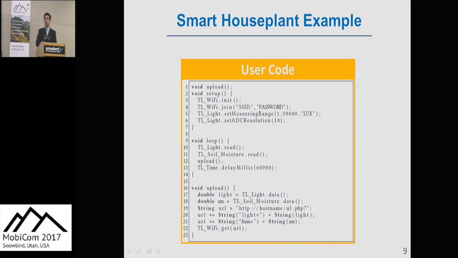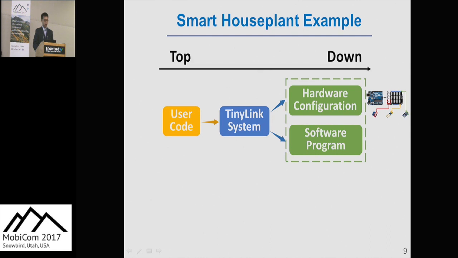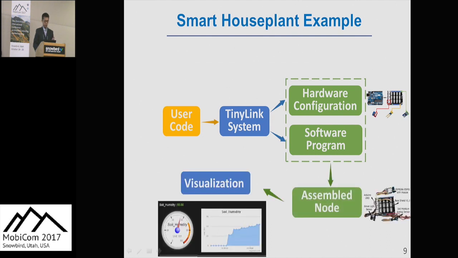Here, we take the smart house plant as an example. We will go through TinyLink's development process. The developer writes the application code as shown in the figure. The code is uploaded to the TinyLink system. After getting the software program and the hardware configuration, the developer assembles the node, as shown on the right. Finally, he can visualize the data he uploaded to the cloud.